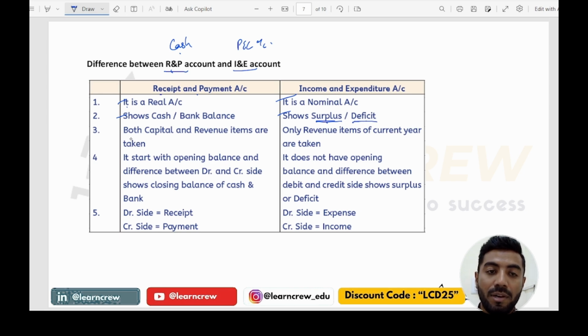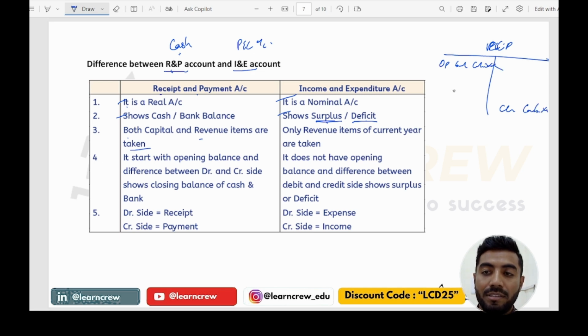In the receipts and payment account, both capital and revenue items are taken, because it is a cash account. Whatever amount we receive, capital or revenue, doesn't matter. It starts with the opening balance, that is the cash balance, and the closing cash balance is also given. All the increases and decreases will be recorded here, similar to the cash account. Debit side is receipts, credit side is payments.